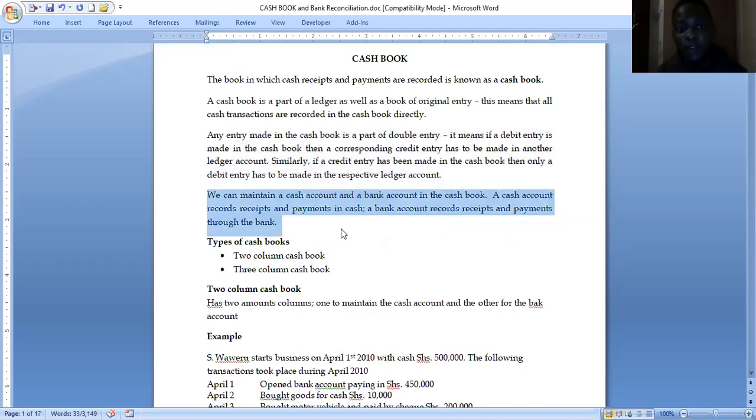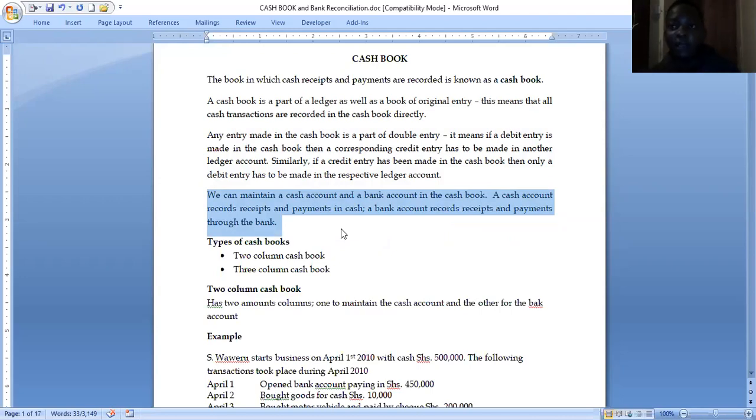So we have two types of cash books. Mainly, we have the three-column cash book and the two-column cash book. In the two-column cash book, we maintain two accounts, that is the cash account and the bank account.